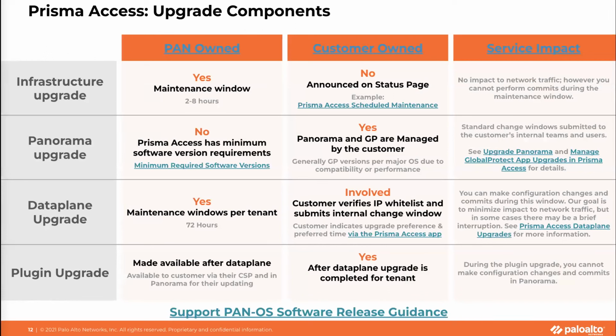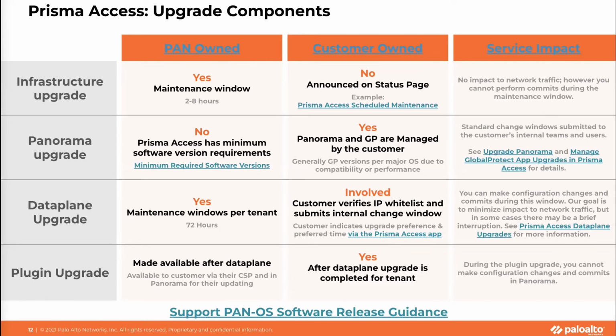After discussing the components for the upgrade, now we dive into who wants what. So we have infrastructure upgrade, Panorama upgrade, data plane, and plugin upgrade. For the infrastructure upgrade, there will be no impact to the network traffic. However, you cannot perform any commit during that maintenance window. Palo Alto Networks schedules the upgrades at a local time that is minimally disruptive to your business functions, and it includes a 2 to 8 hour maintenance window.